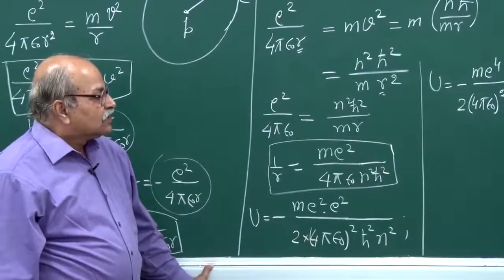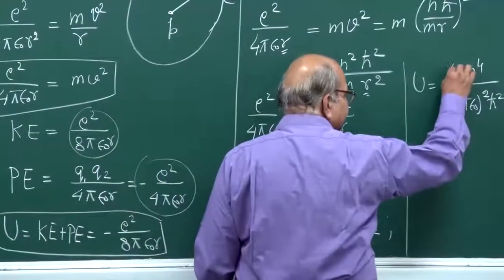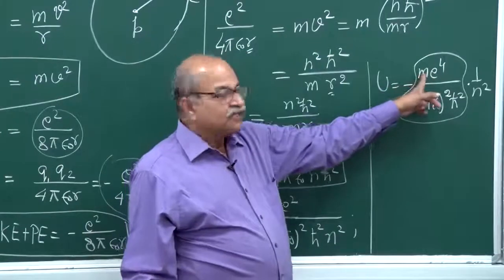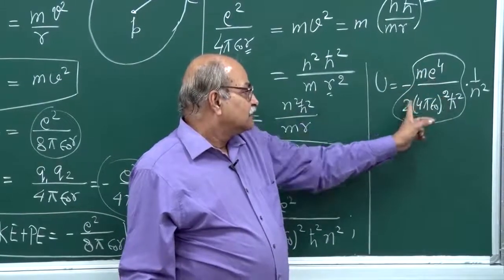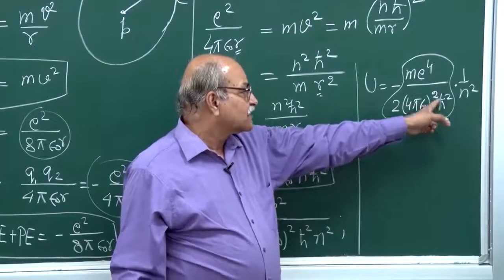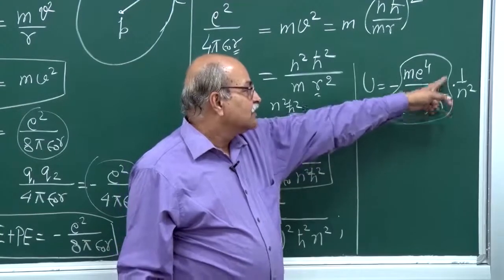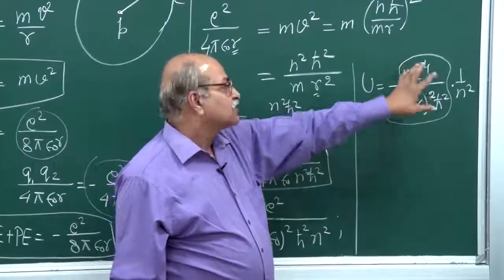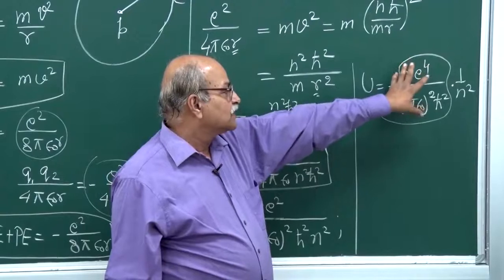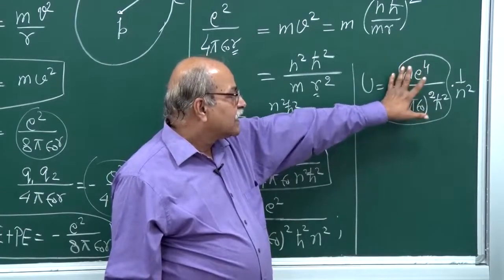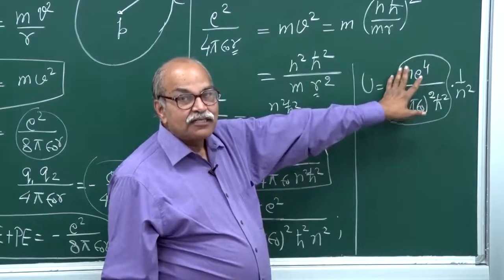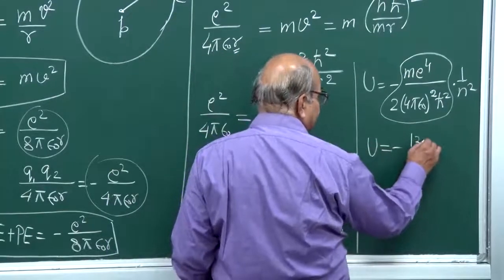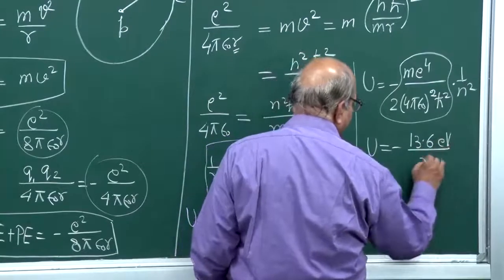Now this quantity here is the mass of the electron, a fixed quantity, the charge of the electron, a fixed quantity, 2 into 4 pi epsilon naught, fixed quantity, and h cross, Planck's constant divided by 2 pi, also a fixed quantity. So this has a particular value. If we put all those values there and calculate, that turns out to be almost 13.6 electron volt. So the energy is minus 13.6 electron volt divided by n square.